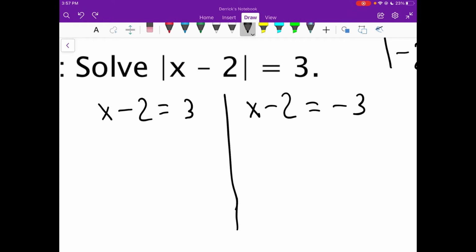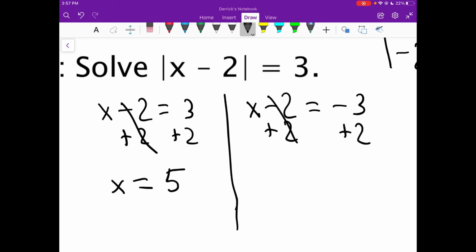As far as algebra though, we really do just solve this out normally. So you would add 2 to both sides. 3 plus 2 gives us 5. I would add 2 over here, and negative 3 plus 2 would give us negative 1.